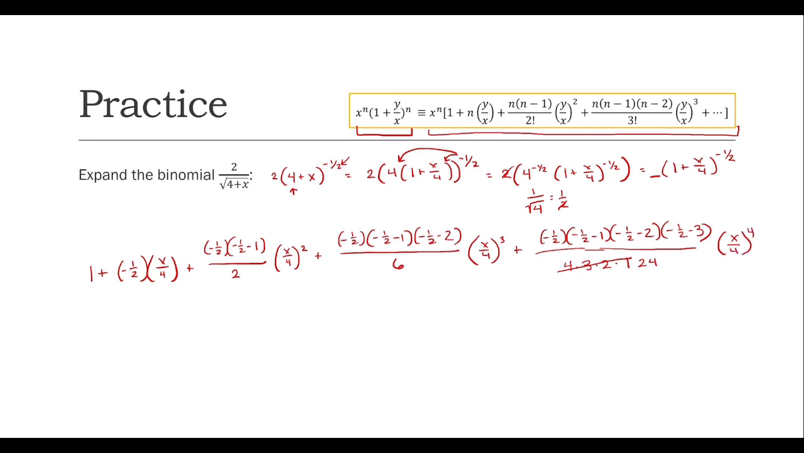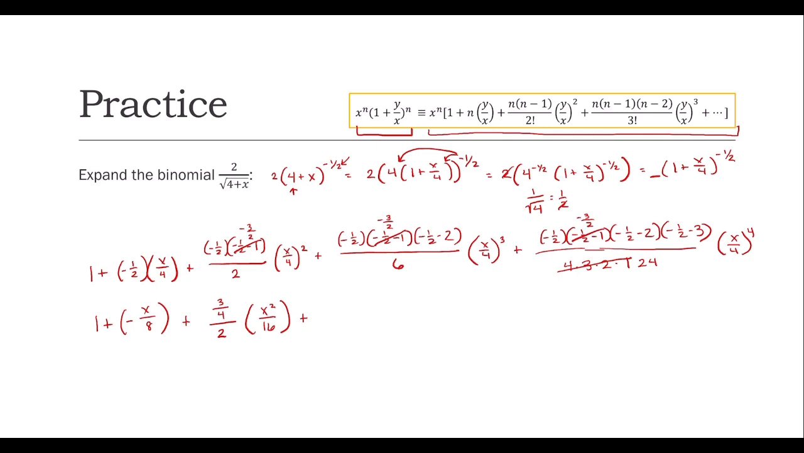So now to go ahead and simplify that, we'd have 1 plus negative 1/2 times x over 4, which is going to be a negative x over 8. And then we have negative 1/2 minus 1. Negative 1/2 minus 1 is going to be negative 3/2. So that's going to be negative 3/2 on all of these ones. So negative 1/2 times negative 3/2 is going to be a positive 3/4 over 2 times x over 4 squared. So that'd be x squared over 16.